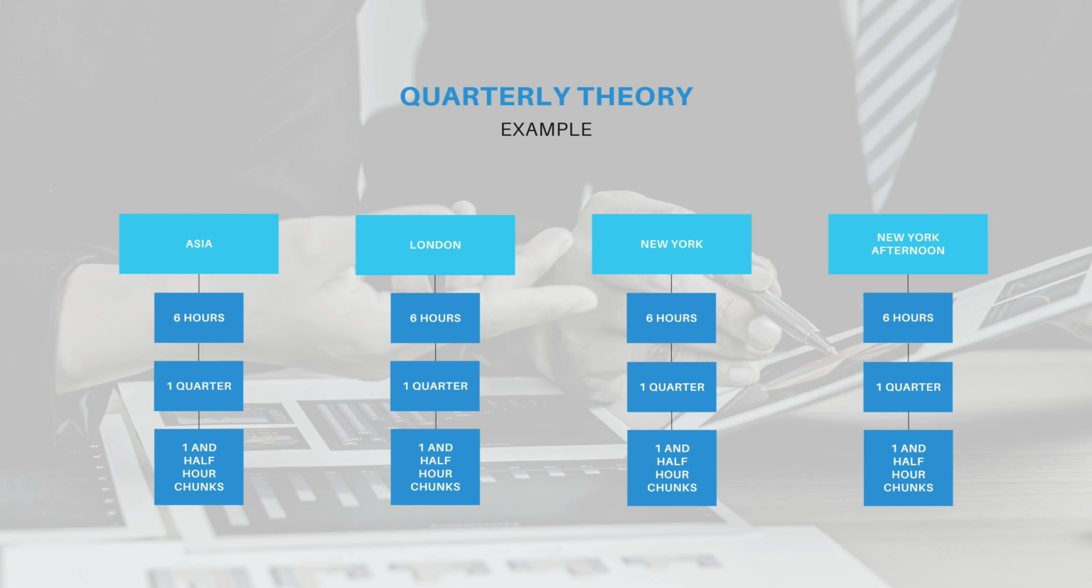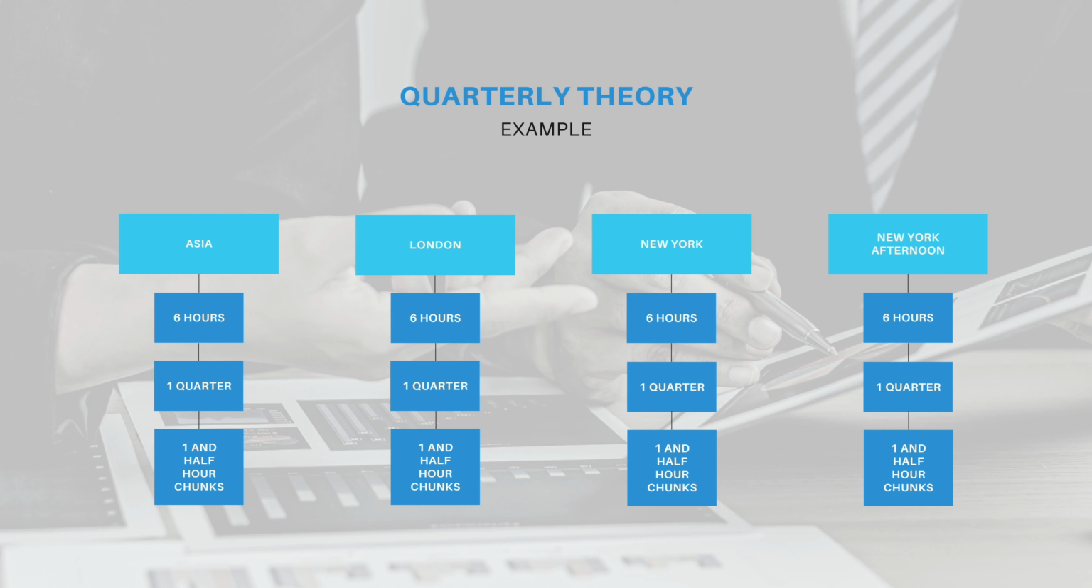And you can split all 4 of these sessions down into 6-hour trading blocks. And within these 6-hour trading blocks, right, that's 1, 2, 3, 4, that's a quarter, hence quarterly theory. But you can also break that down even more, which is in each session, there are also 4 quarters. And you can break down these quarters into 1.5-hour chunks.